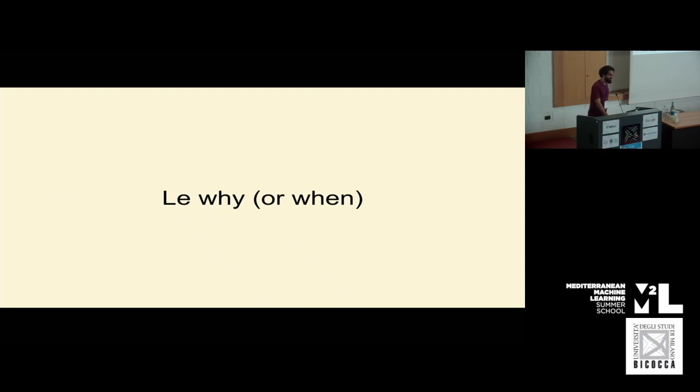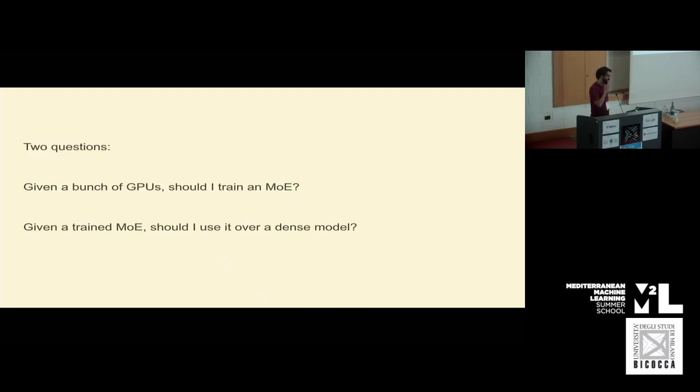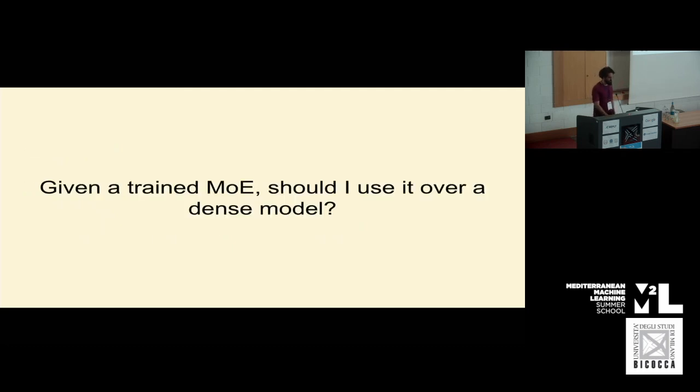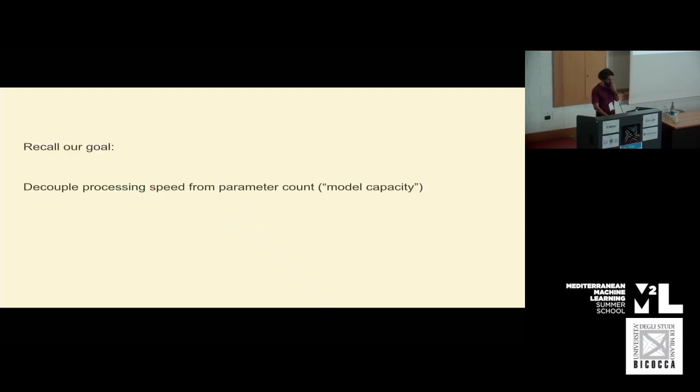So now let's talk about why we should use MoEs, maybe breaking the question down into two. If you're given a bunch of GPUs, should you train an MoE? And if you have a trained MoE, should you take it over a dense model? The second question is basically, for example, if you're looking at the Hugging Face portal to pick a model, or if you're planning what's the next model that we want to train. Actually, I'm going to answer the second question first, because it helps inform the first question after.